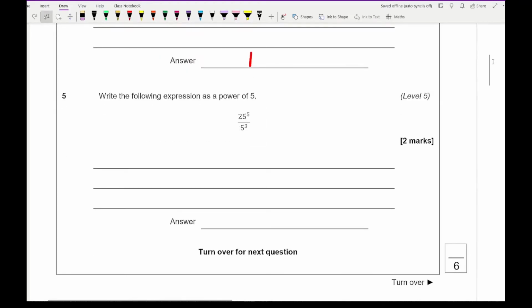Then moving over to question 5. Now question 5 is asking me to write the following expression as a power of 5. Sometimes you may get these questions. So what I need to do first is change the 25 into a power of 5. Rather than writing 25, instead I'm going to write 5 squared, to the power of 5, and that's over 5 cubed. Now again, working with the rules, when I've got brackets, I times the powers, so that's 5 to the power of 10 over 5 cubed, which then, taking away the powers, gives me an answer of 5 to the power of 7.